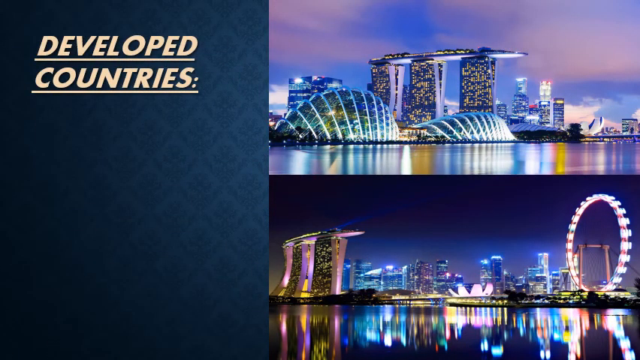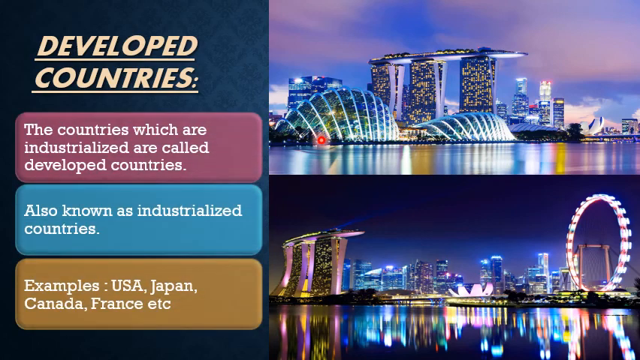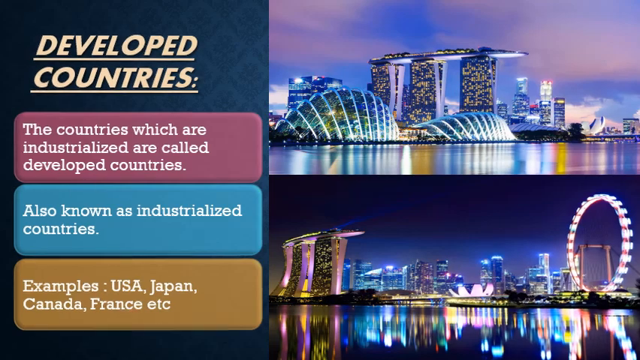Now here come the developed countries, and in the picture you can observe the view from some of the developed countries. What are the developed countries? The countries which are industrialized are called developed countries, as we have learned from your book. They are also known as industrialized countries because they have more and more industries and they are rich. The examples are USA, Japan, Canada, France.